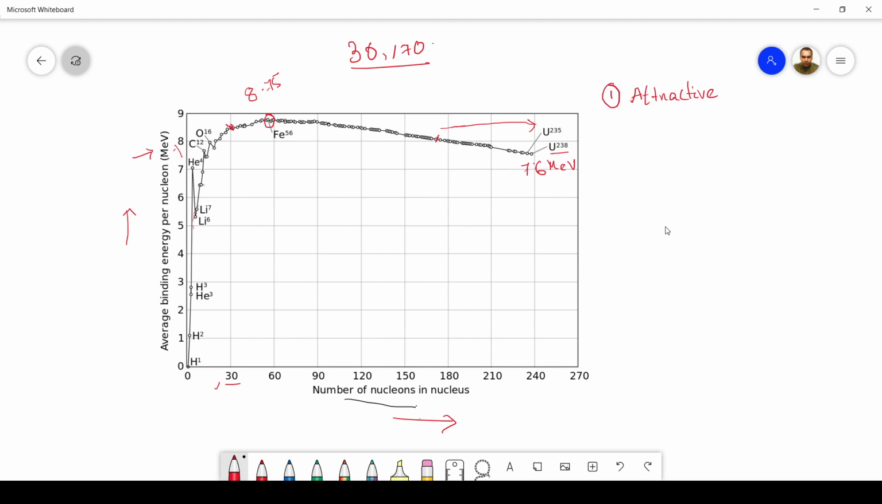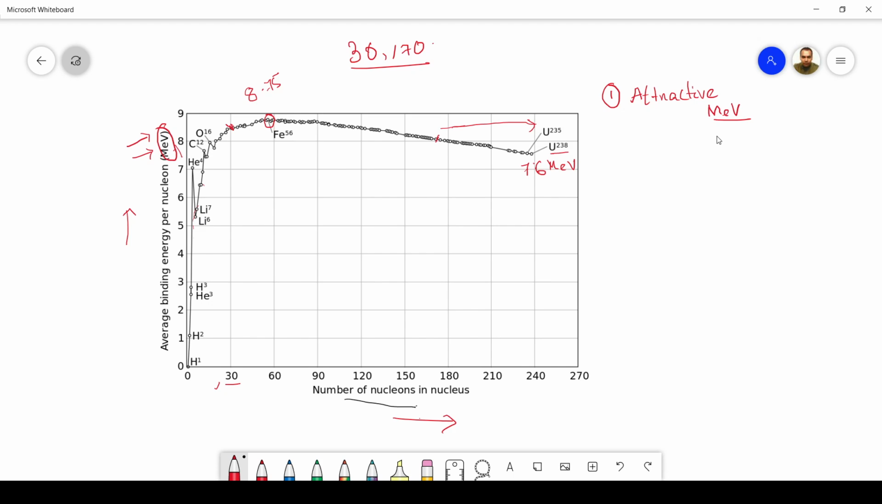And if you have to break the nucleus into its constituent nucleons, then a sufficiently high amount of energy is produced. Sufficiently high energy means energy in the range of mega electron volt, as you can see from the unit here. Whatever element it is, the average binding energy per nucleon is always in mega electron volt.